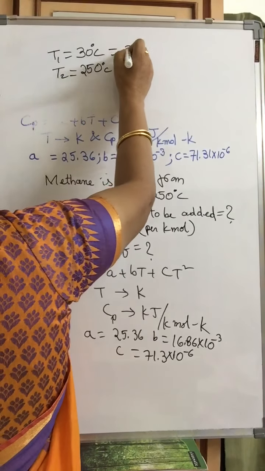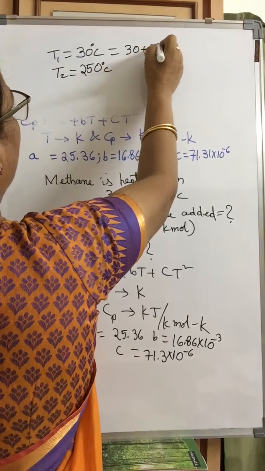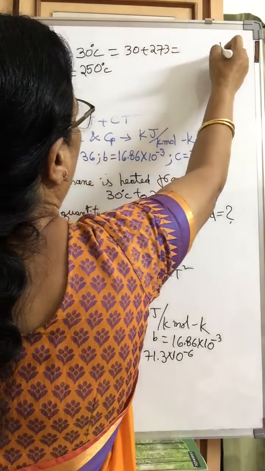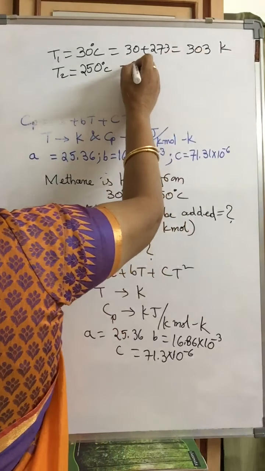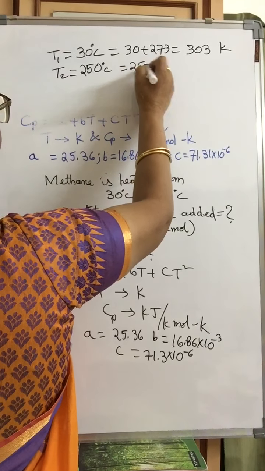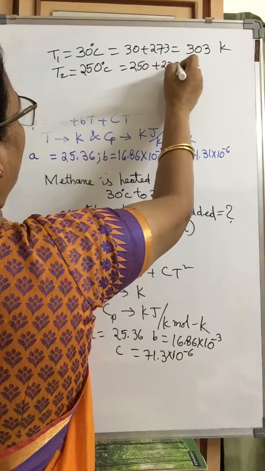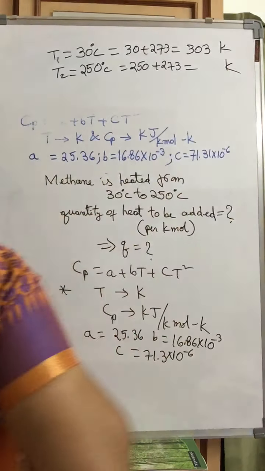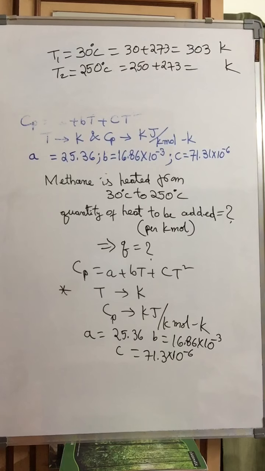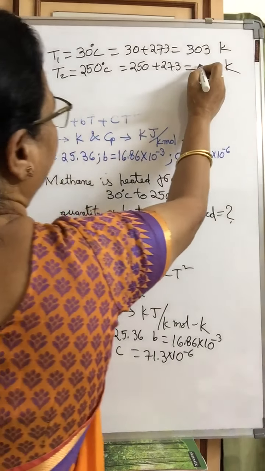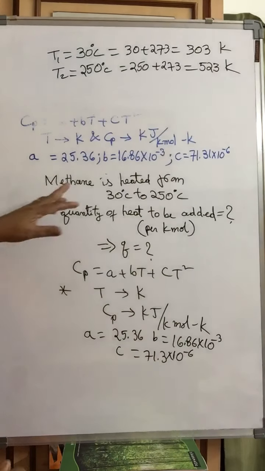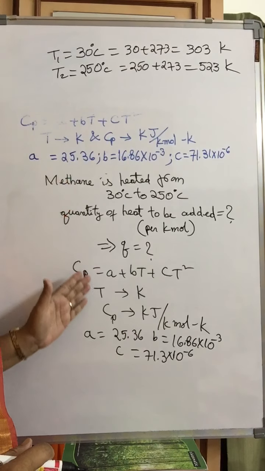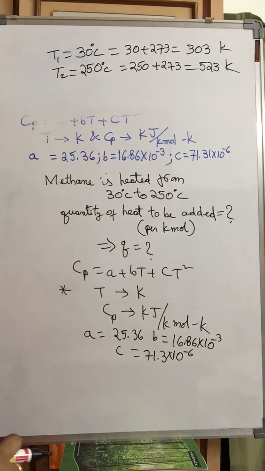Okay, so 30 plus 273. First you need to convert into Kelvin: 303. And 250 plus 273 Kelvin, so 523. Okay, so we wrote all the information that is given.